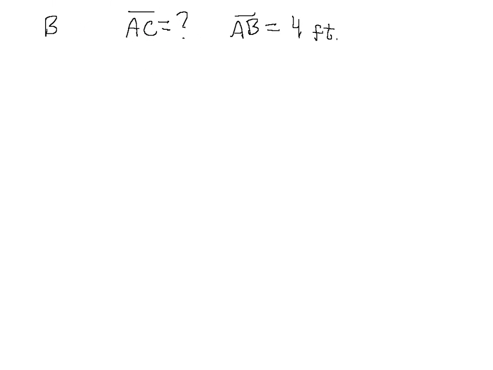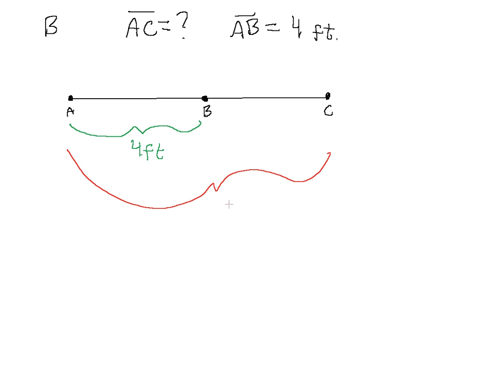So let's go ahead and draw a picture here to see what we're working with. So we have this line segment and it has the endpoints A and C. It doesn't matter which one, direction really doesn't matter, but this is our line segment AC. And we know that right smack dab in the middle is the point B. And we're also told that the distance AB, this distance right here, is 4 feet. We want to know the total distance. We want to know the distance AC.